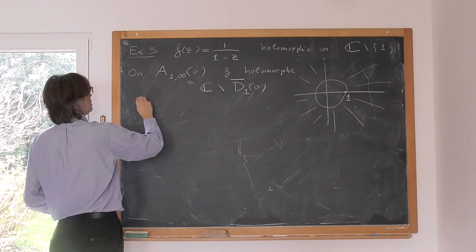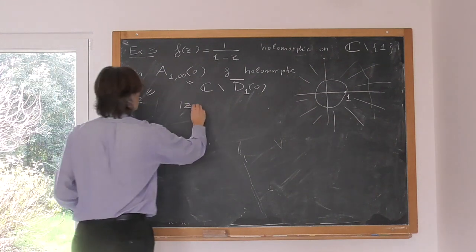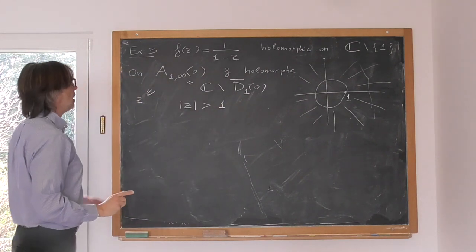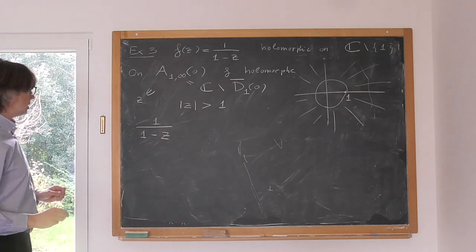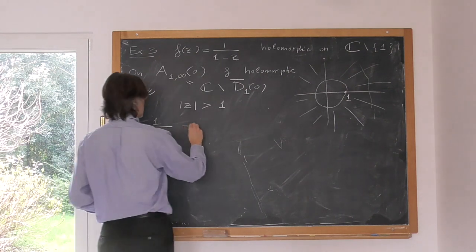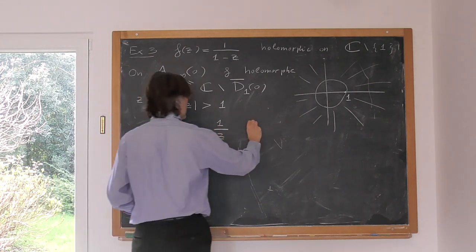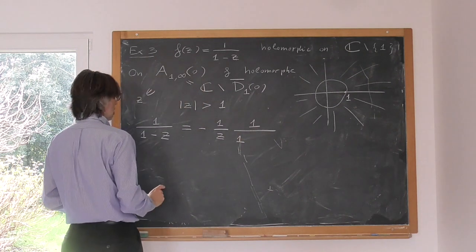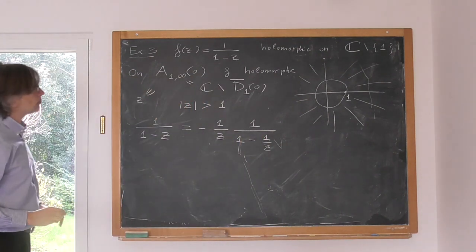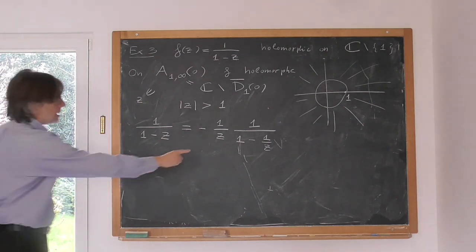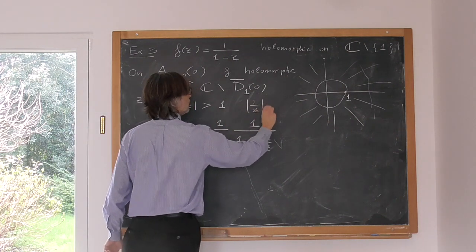So now it means if z is here, this means that z in absolute value is bigger than 1. And then this 1 divided by 1 minus z, we can again collect z, and we can write it as we did in the proof actually, 1 over z, 1 divided by 1 here minus 1 over z. Okay, again, simple algebra. And here, the absolute value of z is bigger than 1, meaning that the absolute value of 1 over z is less than 1.